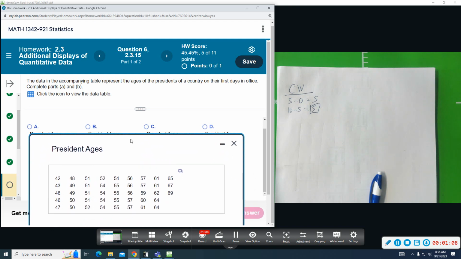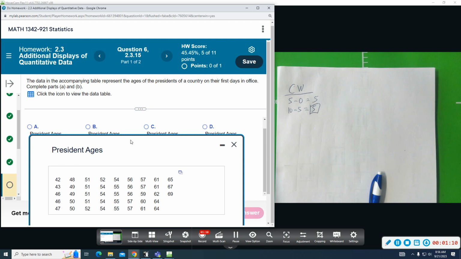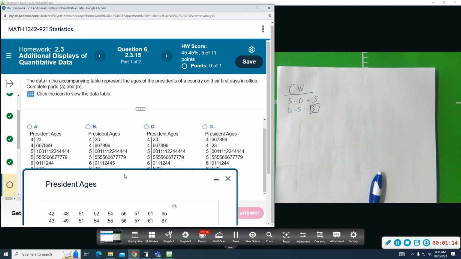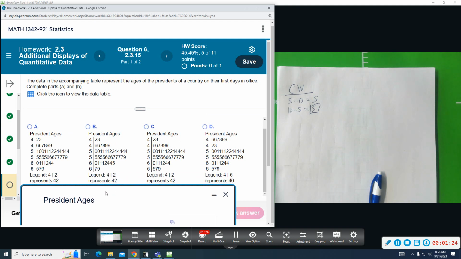42, 43. It's in order. 46, 6, 7, 8, 9, 9. So I'm going to throw D out. D is not going to match. All 3 of these, A, B, and C, match the first. So what is the difference?